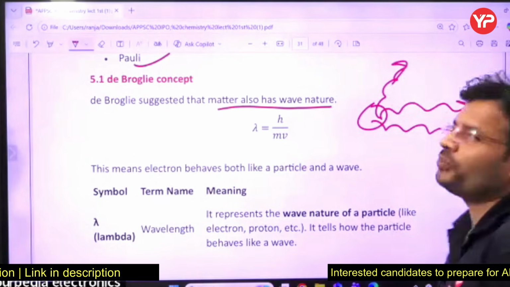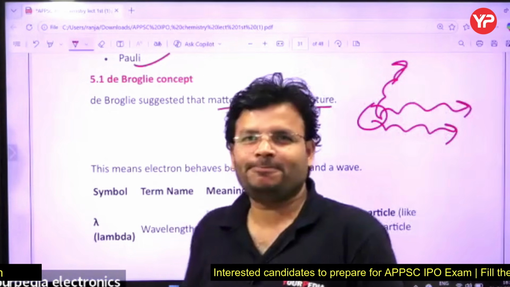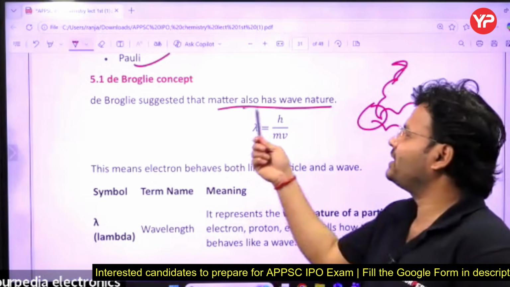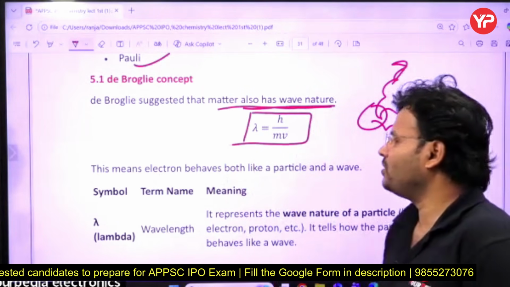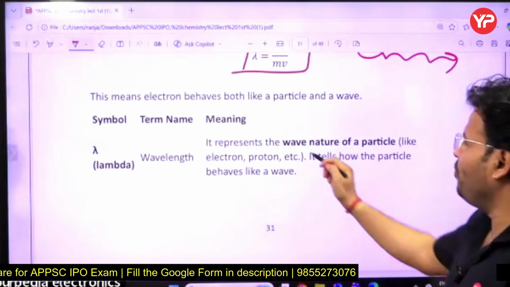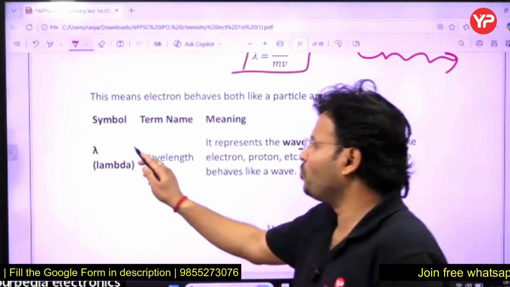This is called what? Wave. If you talk about a wave, it must have some frequency. So here we are going to talk about de Broglie, who suggested that matter also has wave nature, and lambda is given by h upon m v. Here lambda is the wave nature of the particle, and this is called wavelength.